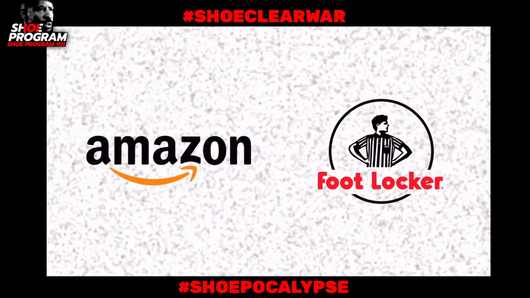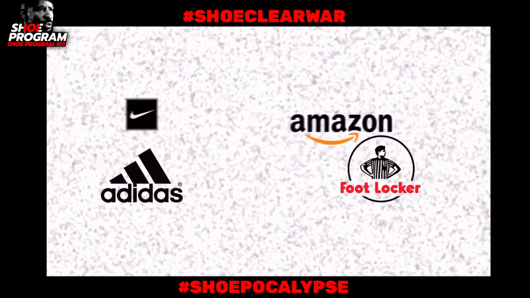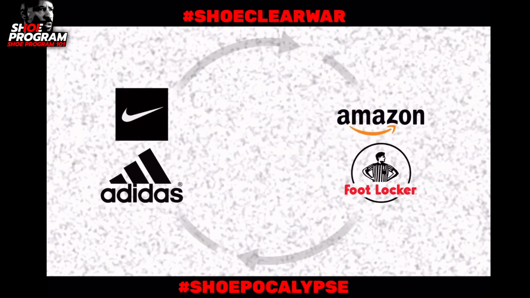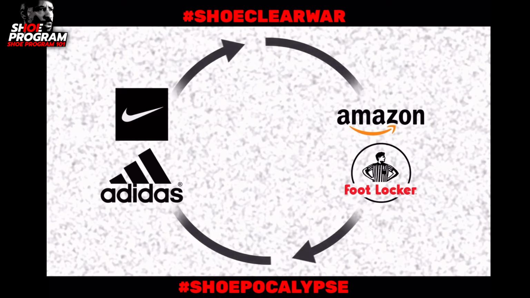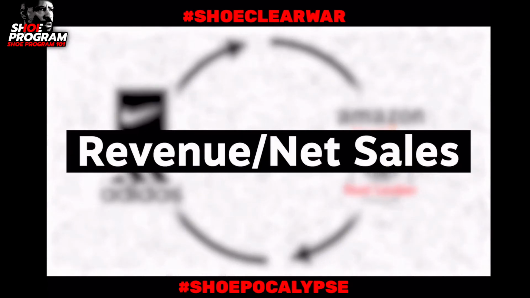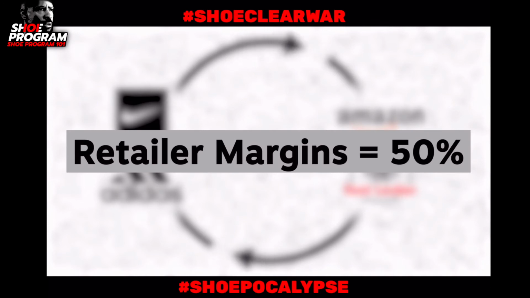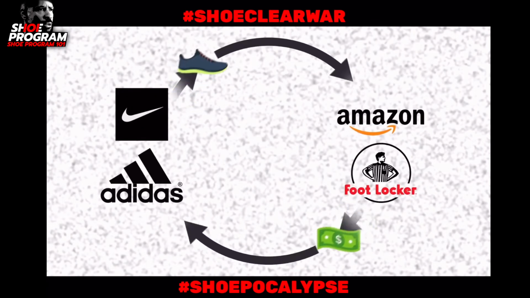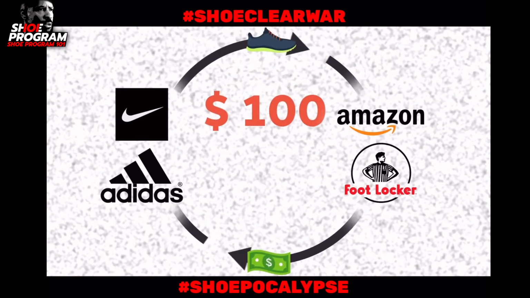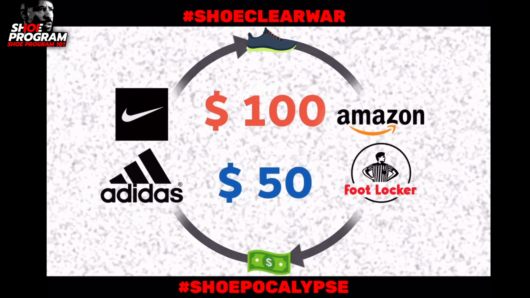These stores and chains buy it from brands such as Adidas and Nike, who in turn offer them a margin to cover their operational expenses and make a small profit. The discounted rate offered to retailers is known as the revenues or net sales for the brands. The industry average for retailer margins is approximately 50%, which means a brand like Adidas or Nike sells a $100 shoe to their partners for $50.